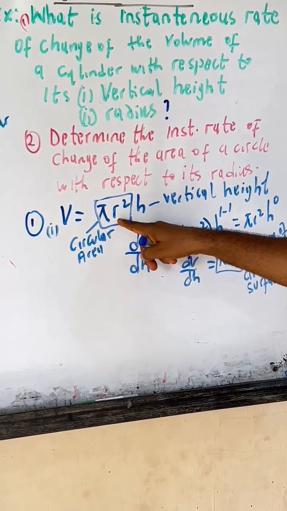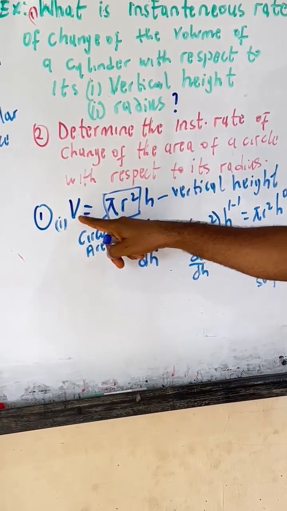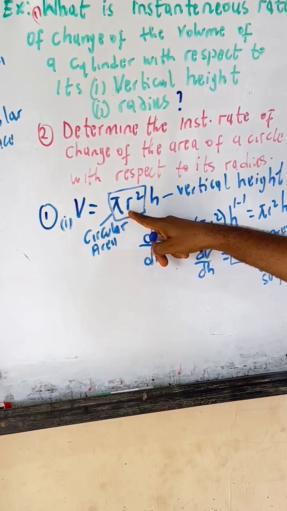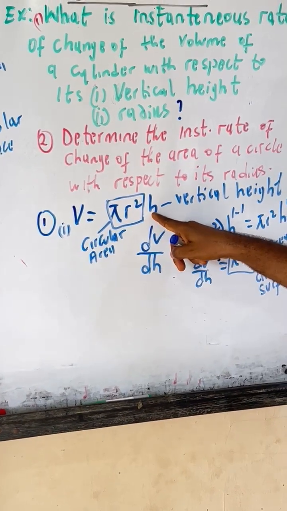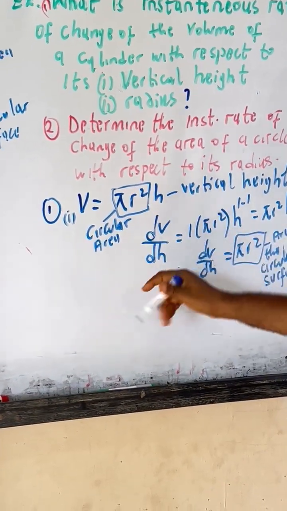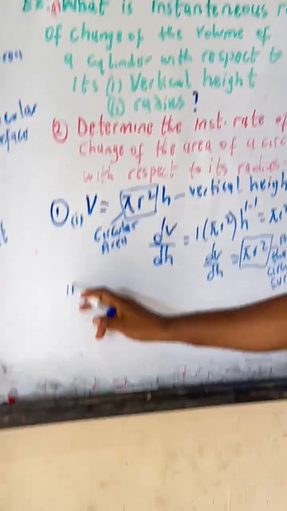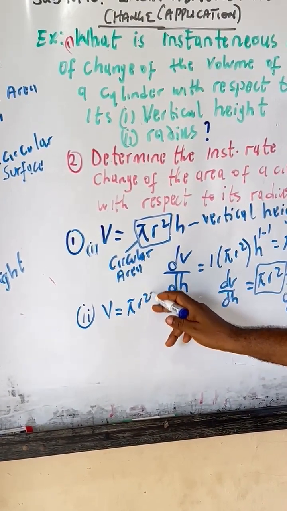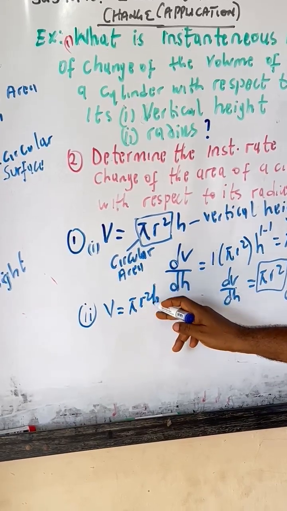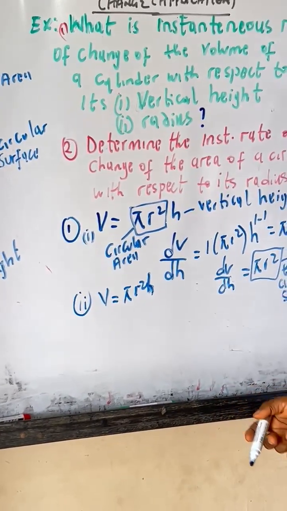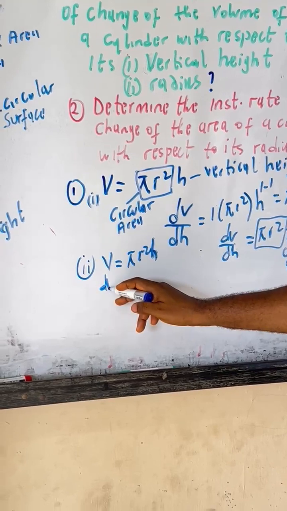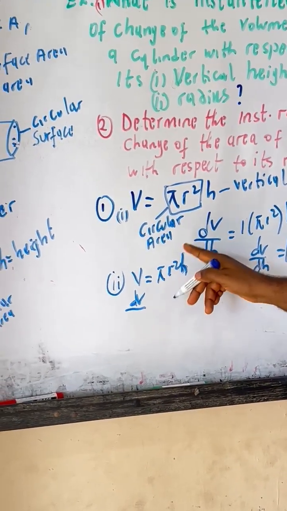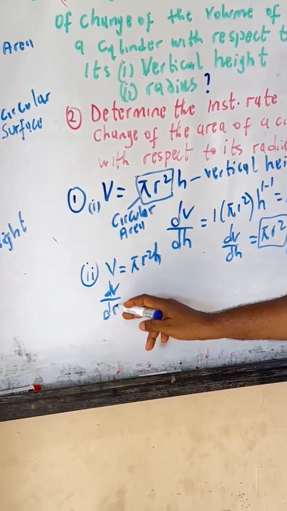In this case now, we are made to realize that the volume will be a variable and the radius will be a variable, whereas the h will remain constant. So here we write V is equal to pi r square h, which is the formula for the volume of a cylinder. So the instantaneous rate of change of the volume with respect to the radius this time around is what we are going to find.